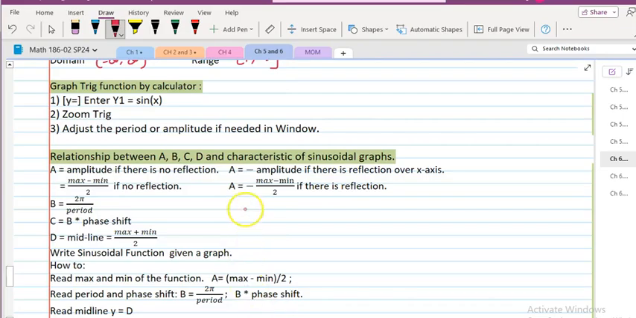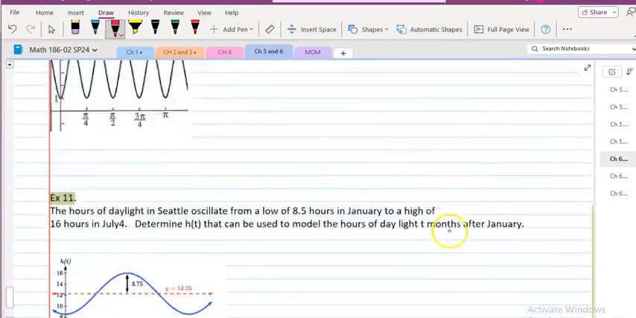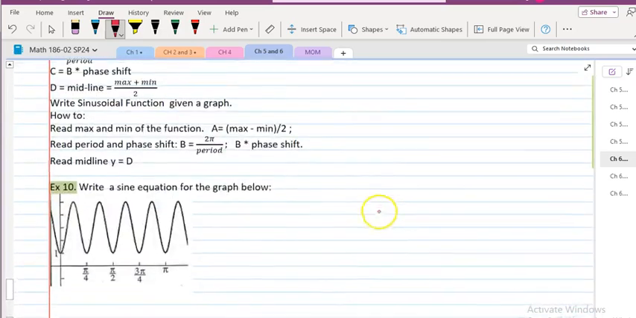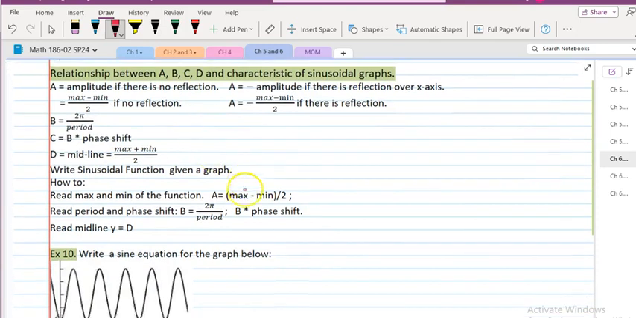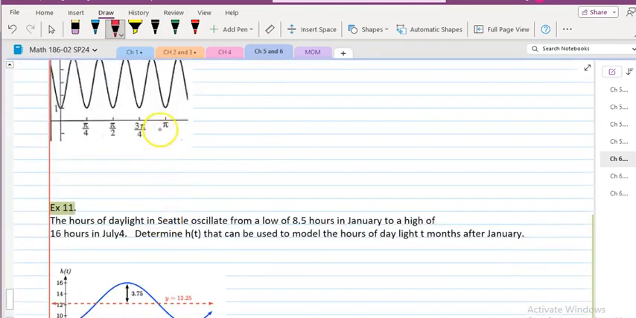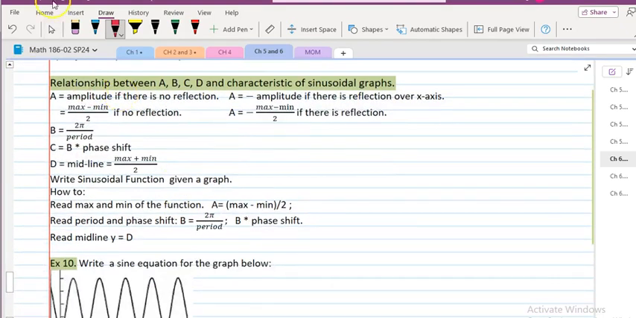Okay, so let's go back. So that's how to adjust the period or the amplitude if needed in Windows. Relationship between A, B, C, D and characteristics of the sinusoidal graph. So this is how you can figure out, if you see a function or a graph, how can you write a sine or cosine function? So maybe I'll talk about this in the next video. This will be covered further in Math 187, but I'll talk about it here. But we won't test this in our course.